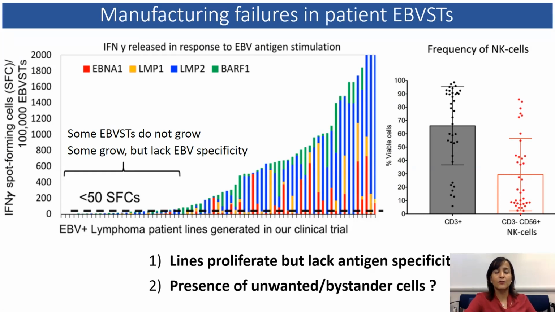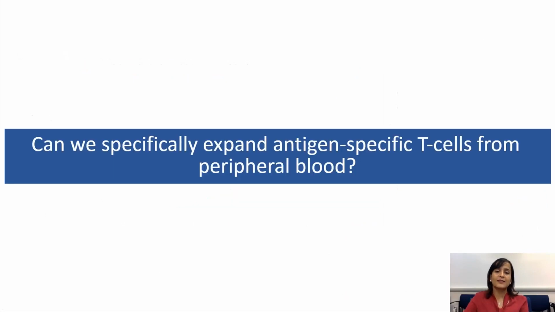So from our observation, we were able to identify two major problems: that some lines do not proliferate, and when some lines do proliferate, they still lack EBV antigen specificity, and that there is presence of unwanted or non-EBV specific bystander cells. This led us to ask, can we specifically expand antigen-specific T cells from peripheral blood?